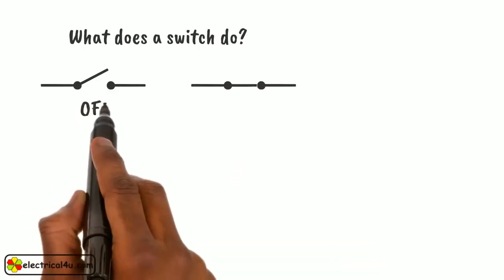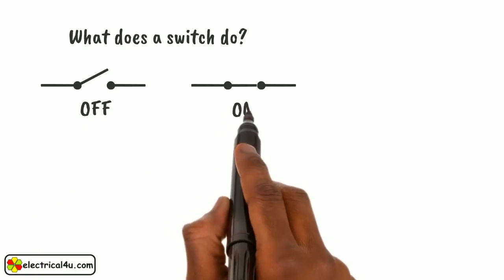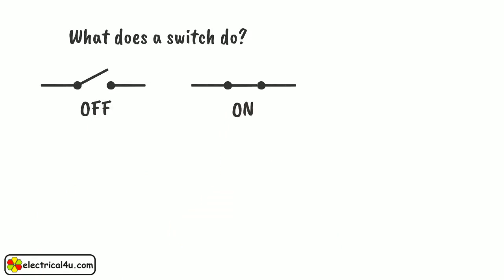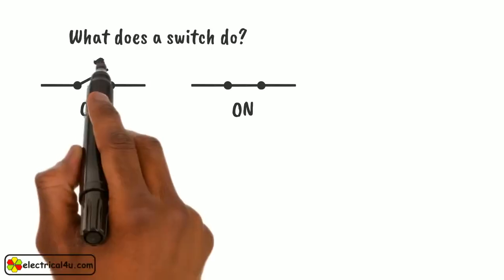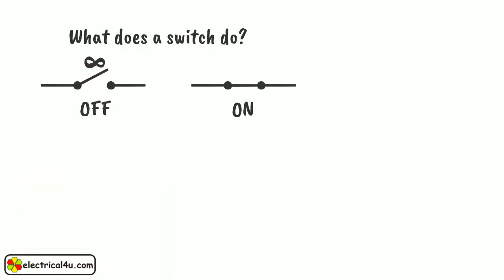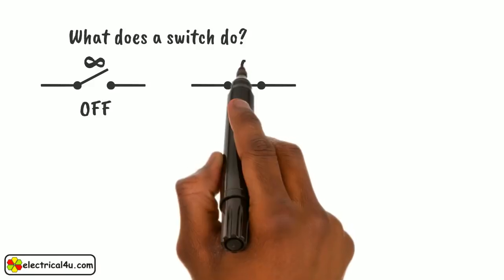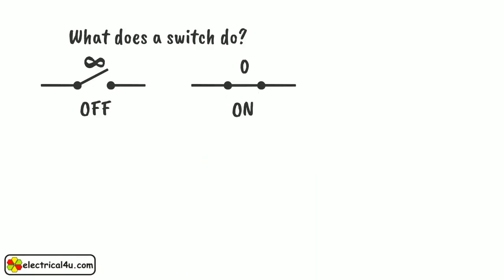It offers open circuit when it is off, and offers short circuit when it is on. In other words, a switch provides infinite resistance during its off condition, and provides zero resistance during its on condition. Hence, a switch can be imagined as an on-off controlled resistor, which provides either zero or infinite resistance to the circuit without any intermediate value.